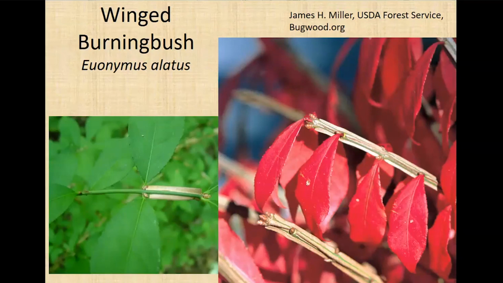It's called wing burning bush because of these corky ridges found on the stems. These are not always found on the stems of the plants, but are pretty typical and common for many of the specimens we run into. Even smaller plants like the picture here on the left will have those corky wing extensions on many of the stems. Opposite leaf arrangement, relatively small elongated leaves, and this significant magenta to red color in the fall.